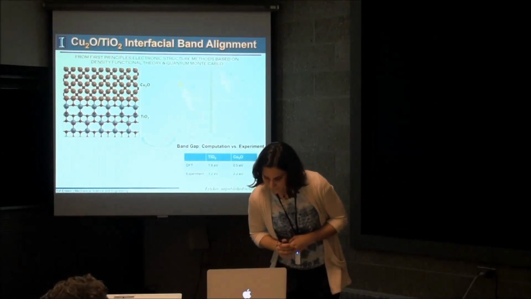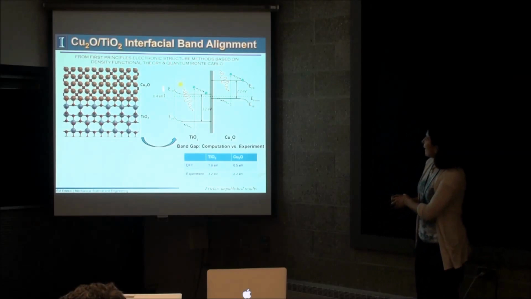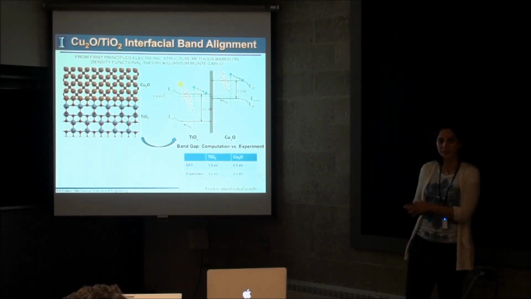And so with a situation like that, how can we actually determine what the band alignment across this interface is going to be?